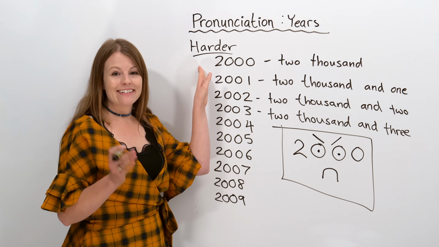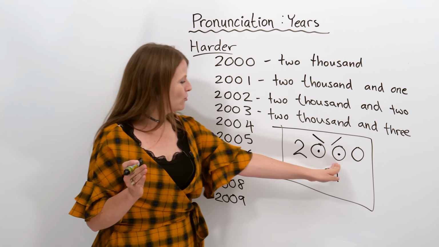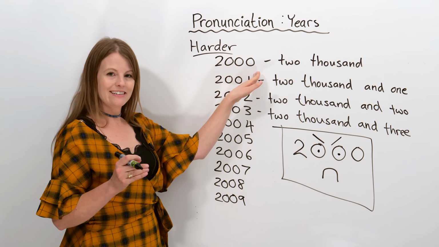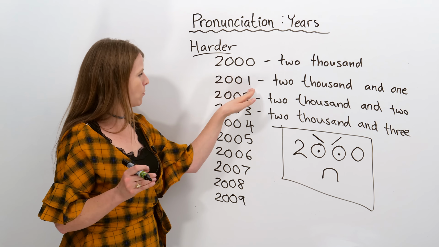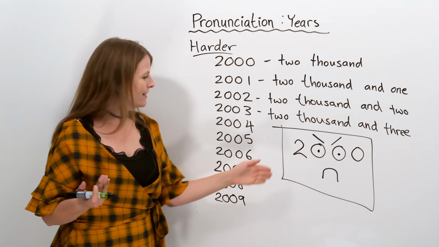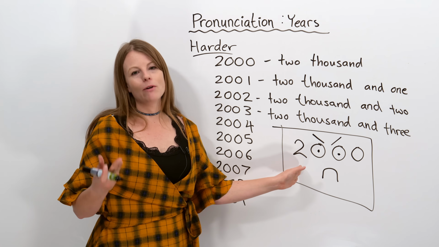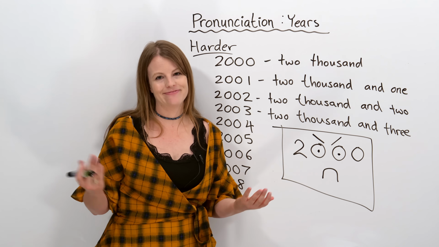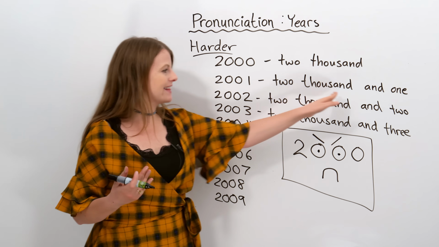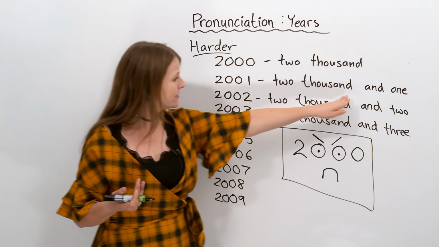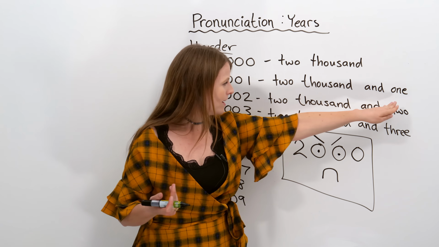And that is anything that has two O's in it, meaning 2000, 2001, 2002. Why did I draw this face? Well, because this is so much harder to say than 2020. Instead, we have to say the word thousand, which is a bit of a mouthful. We also need the word and one.